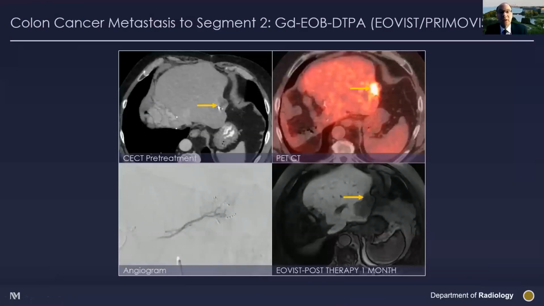This was a patient with colon cancer to segment 2. We don't routinely use EVIS for these patients, but it nicely illustrates. You can see that there's activity on the PET scan. It was treated, and it nicely illustrates with the EVIS the area of the tumor as well as the zone of transition of the normal tissue that was affected. And this usually resolves or decreases in size.